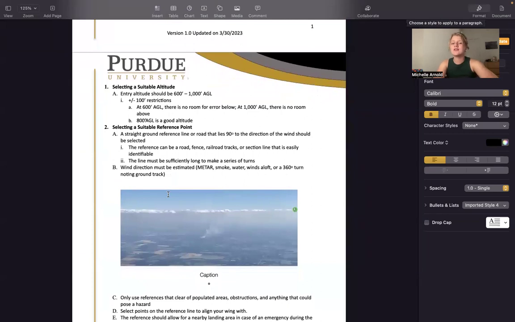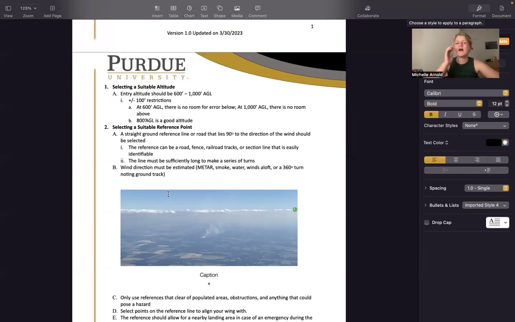Okay, so then selecting a reference point. You want your reference point to be relatively straight. So this can be a road or a railway or a relatively straight river. It can be the edge of a field if it's really long and distinct.